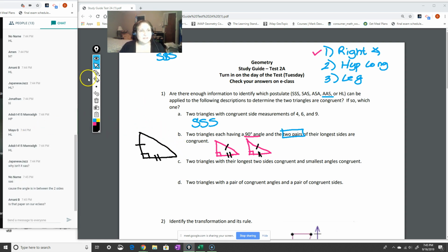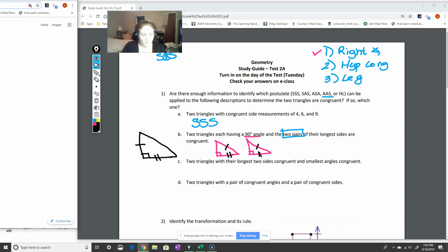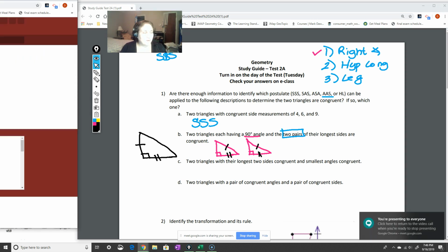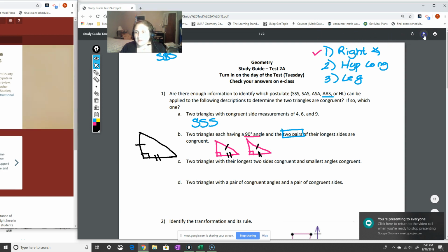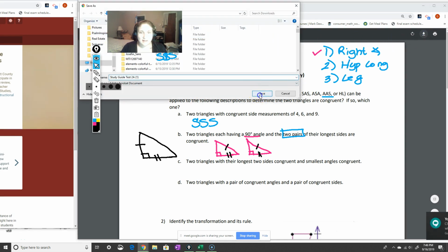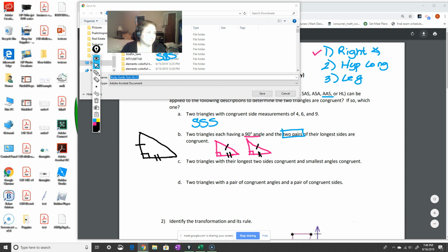That paper is not on E-class, but I can put it up. Let me do that right now. This paper is the paper that we gave out today in class. Oh, I guess I don't have to replace it. Let me just jump in E-class real quick and do that for you.